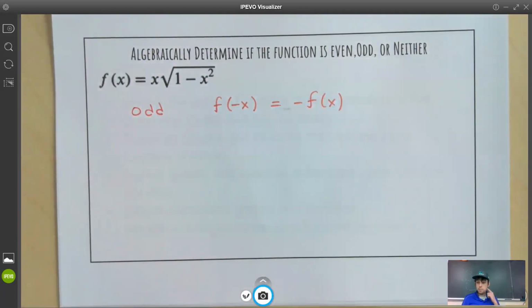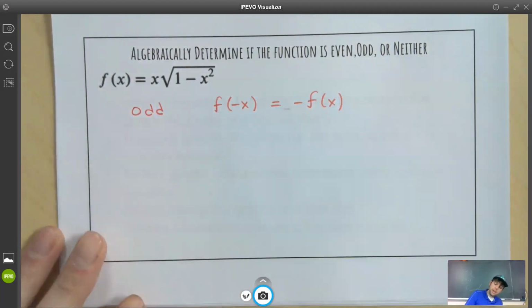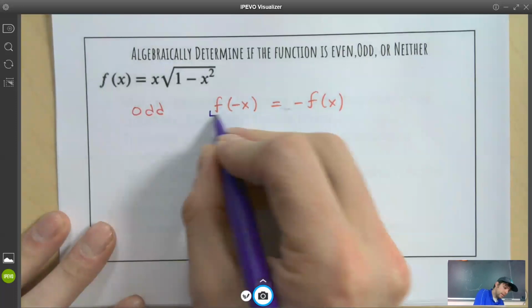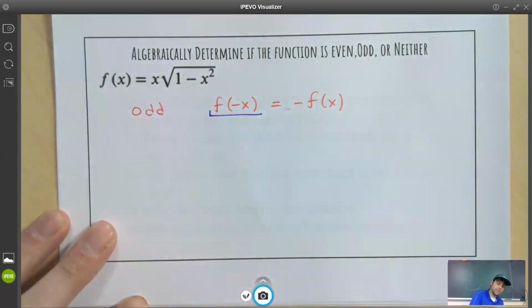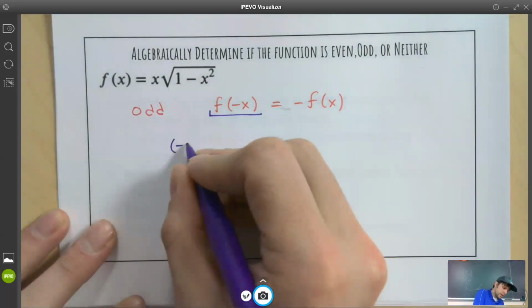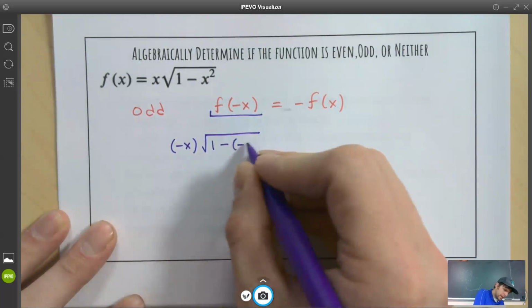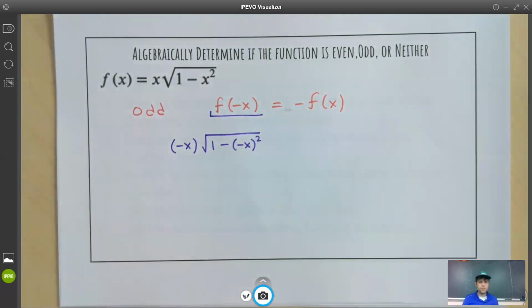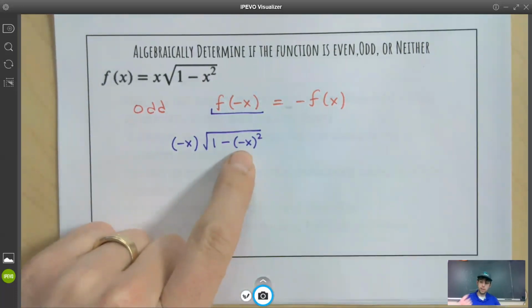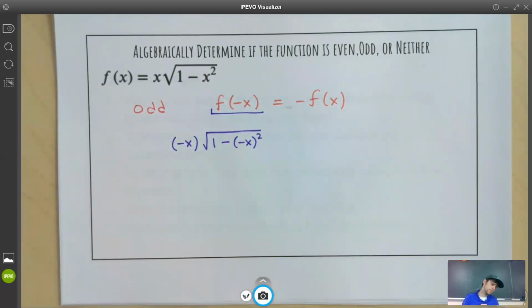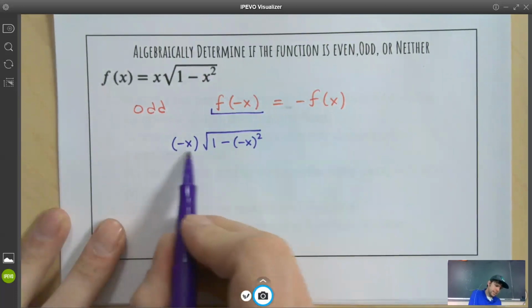In this case, we'll have to simplify both of these things down and see what happens. So let's do f of negative x first. Again, that involves replacing all of our x's with negative x's. So it's negative x times the square root of 1 minus negative x squared. Again, when you're plugging this negative x in, it's really important to put it in parentheses, especially when we're dealing with things like powers like this. It's going to make a big difference. So let's go ahead and carry this forward and see what happens.